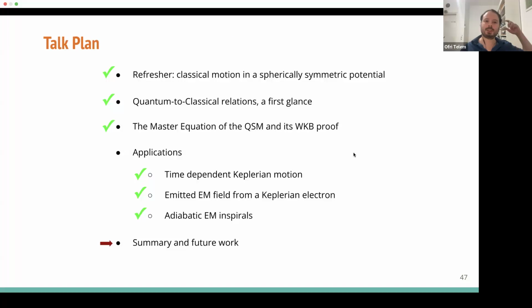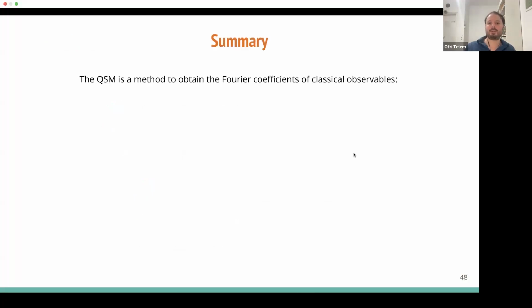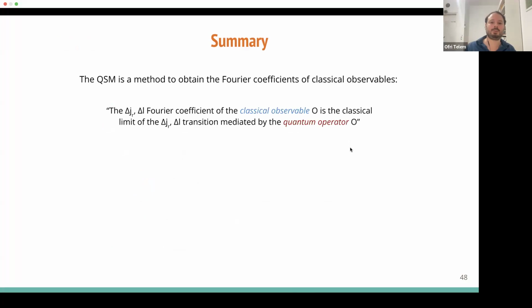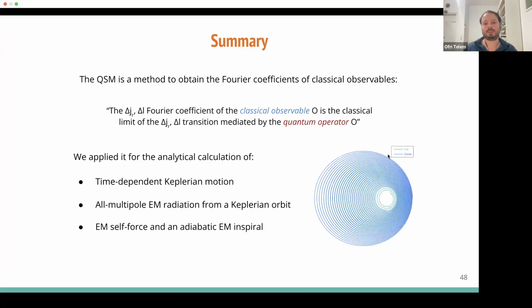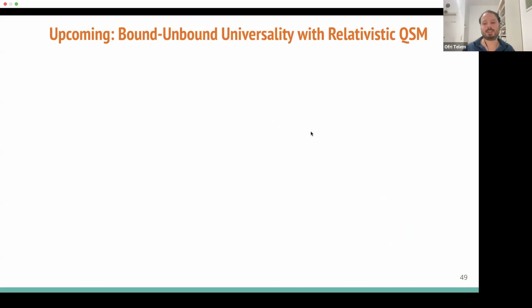All right, so let me summarize. The QSM is a method to obtain the Fourier coefficients of classical observables. The delta JR delta L Fourier coefficient of the classical observable O is the classical limit of the delta JR delta L transition mediated by the quantum operator O. And we applied it to compute time-dependent Keplerian motion, the all-multipole electromagnetic radiation from a Keplerian orbit, and the electromagnetic self-force in adiabatic electromagnetic inspiral. And before I finish, let me just give a preview of our upcoming work.